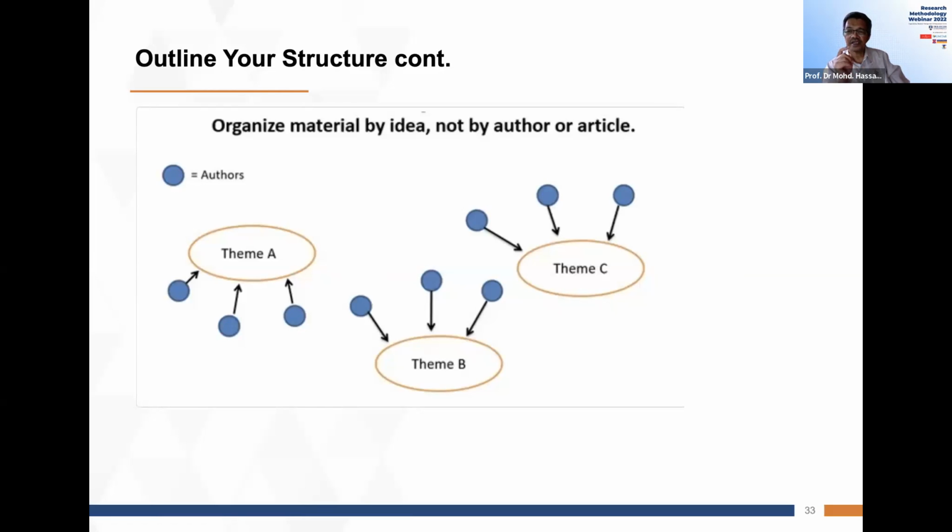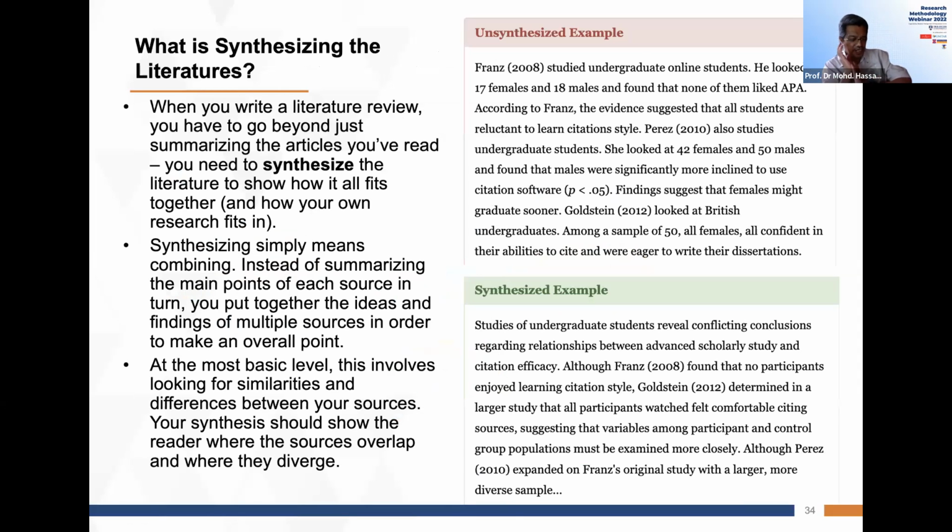Now let us move on a bit more. Now the issue of synthesizing. Someone raised it in an earlier discussion about synthesizing the literature. How do you synthesize? Remember the comment made in the Viva by one of the examiners: lack of synthesizing in the literature review. So when you write a literature review, you have to go beyond just summarizing. Not just summarize the article you read.